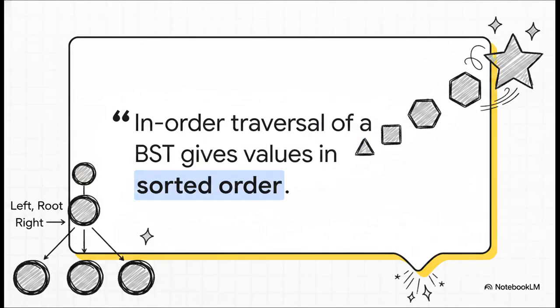And here is the absolute magic trick of the binary search tree. In-order traversal of a BST gives values in sorted order. Period. Think about how crazy cool that is. Despite its branching, complex, and sometimes chaotic-looking shape, the data was perfectly sorted all along. Just by following that simple left root right pattern, a perfectly sorted sequential list emerges straight from the branches.